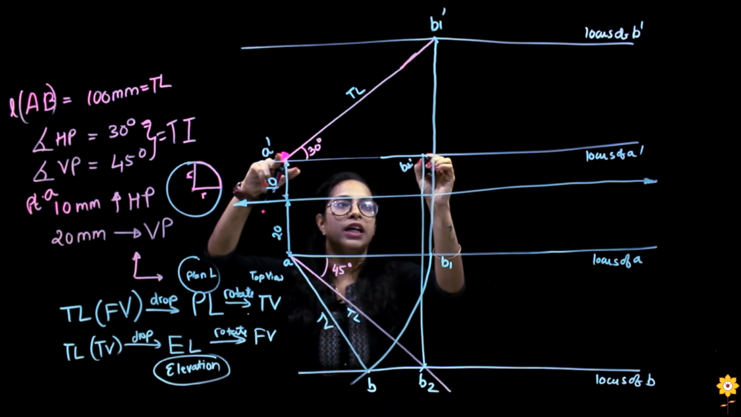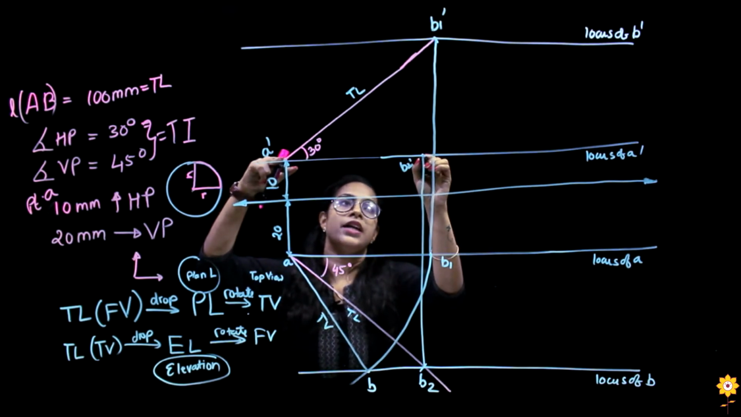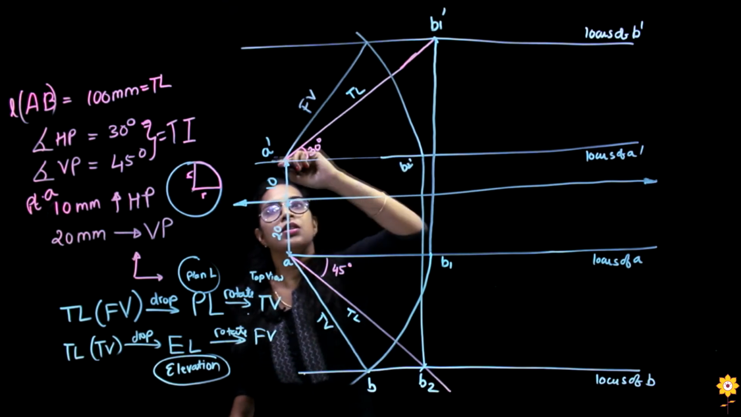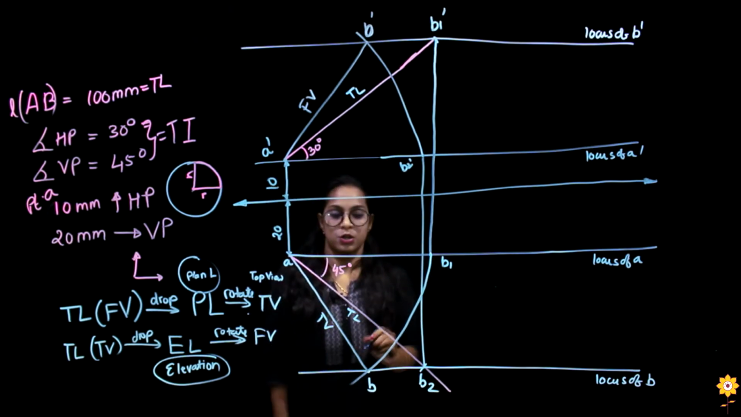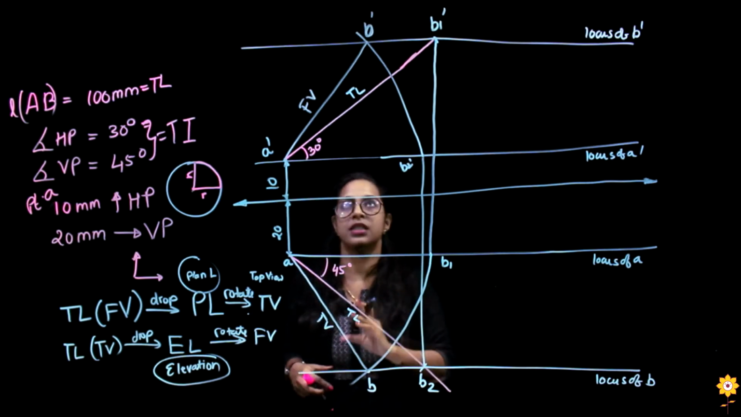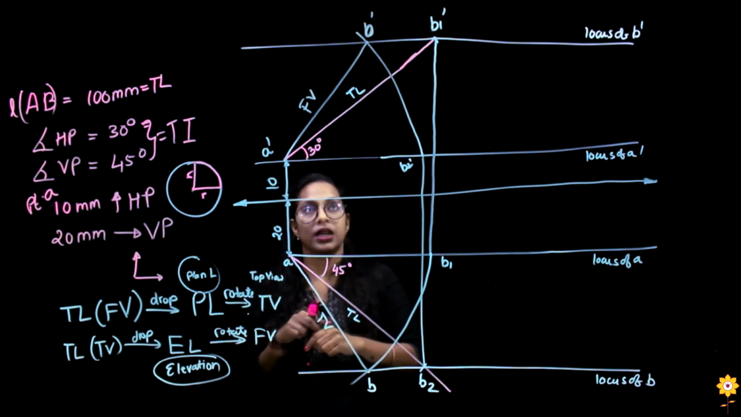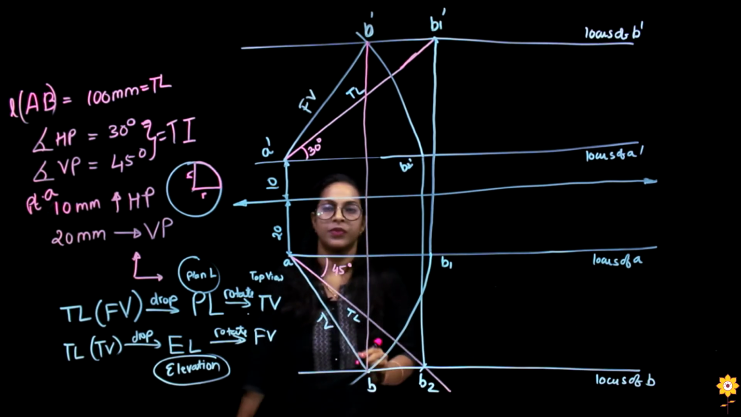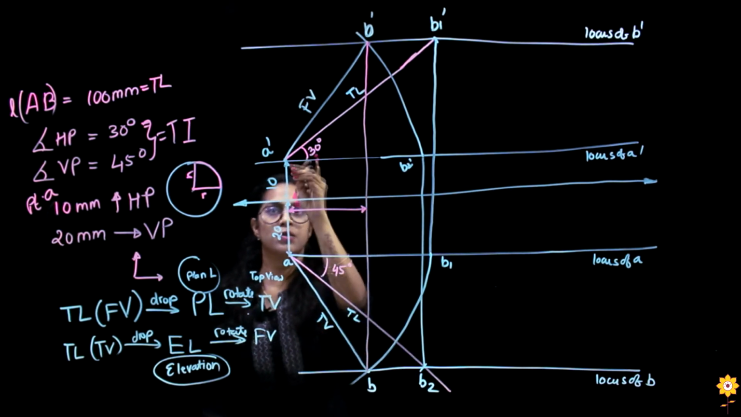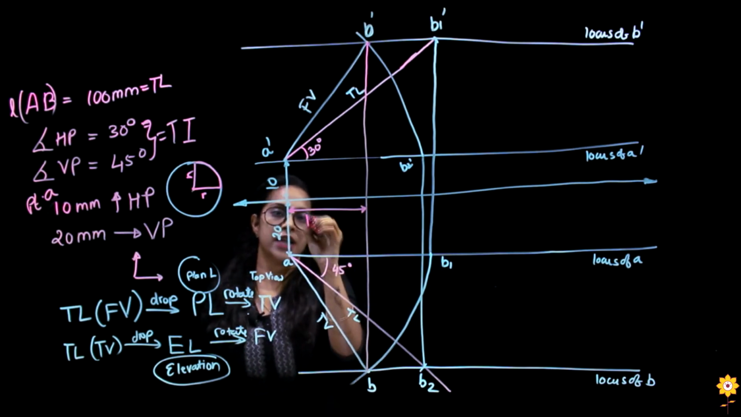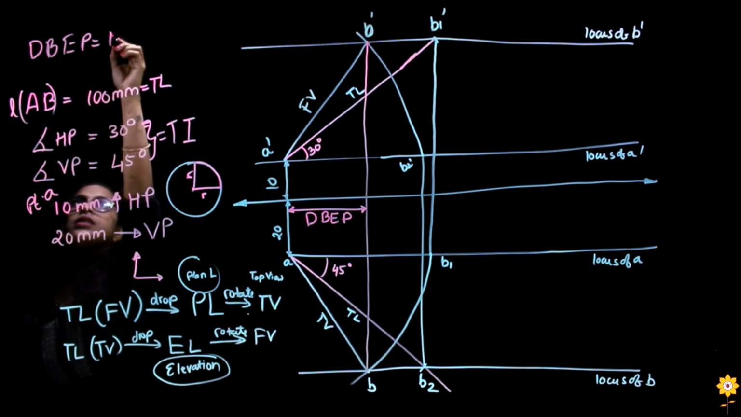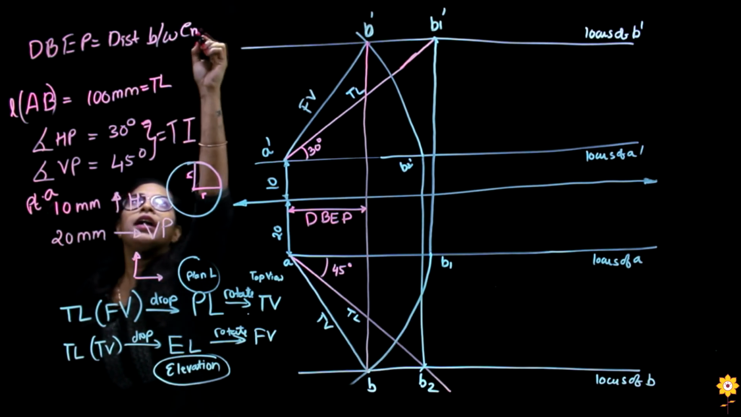From A dash and B2 dash, I'll take A dash B2 dash in my compass as a radius and I would rotate this to get my front view. So this is A dash and this would be B dash. So now one thing we have to see is this B dash and B should be in the same line. That means they should be collinear to each other. And this distance, that is between the A and A dash line and the B dash and B line, is called DBEP. That is distance between end projectors. I'll write it here. DBEP is distance between end projectors.